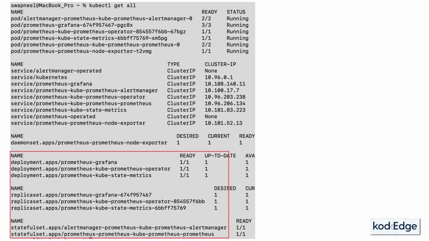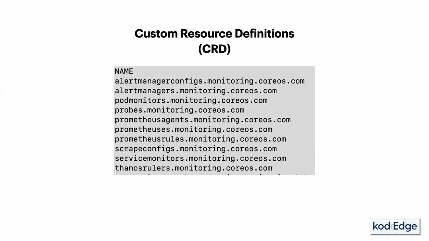Next are the deployments, replica set, and the stateful set. And these are the custom resource definitions, also called CRDs, which get deployed into the Kubernetes cluster for Prometheus. Out of all the CRDs, this one is important for us. We are going to see this CRD when we deploy our Spring Boot application into the Kubernetes cluster. So we will get back to this CRD later on.